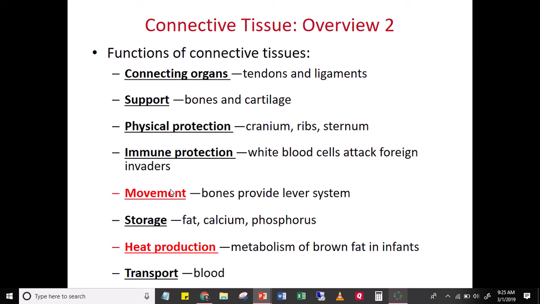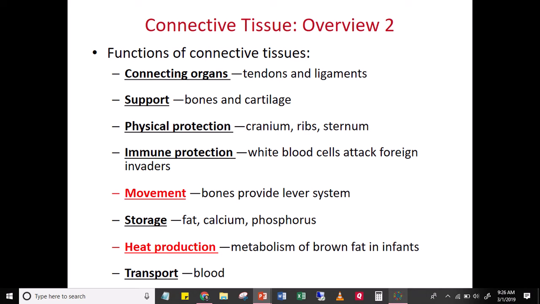So our connective tissues connect things like organs. Think of tendons and ligaments, where tendons will bind a muscle to a bone and ligaments will bind bone to bone. We can use connective tissues to support things. Bones and cartilage support the body. They're the framework of our bodies. We can use our bones for physical protection, particularly the bony plates of our cranium protect our brain. Our ribs protect our thoracic cavity.